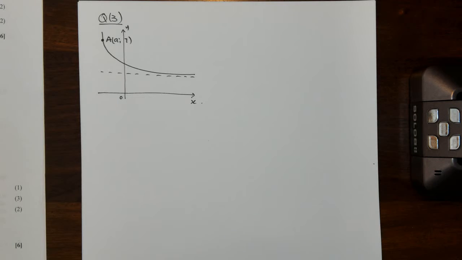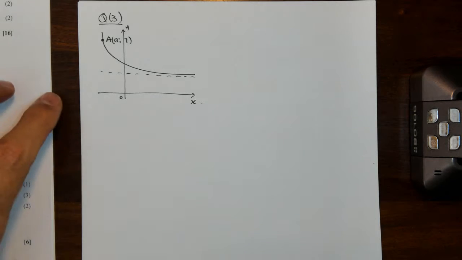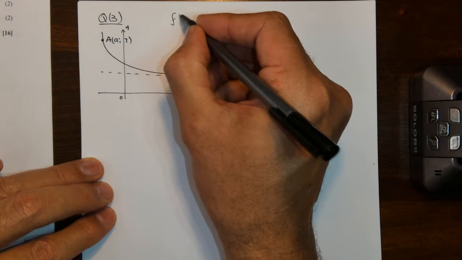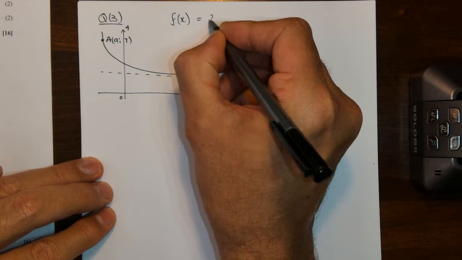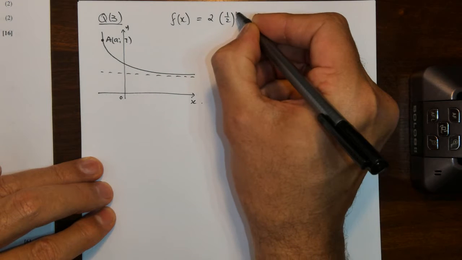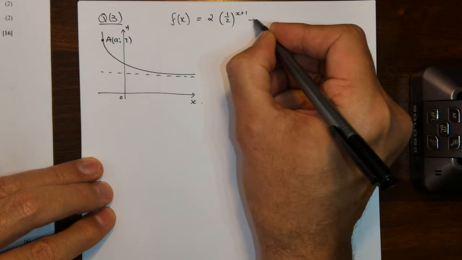Okay, guys, we're doing question 3. Question 3 dealt with an exponential function which they told us was given by the equation f of x is twice a half to the power of x plus 1 plus 3.